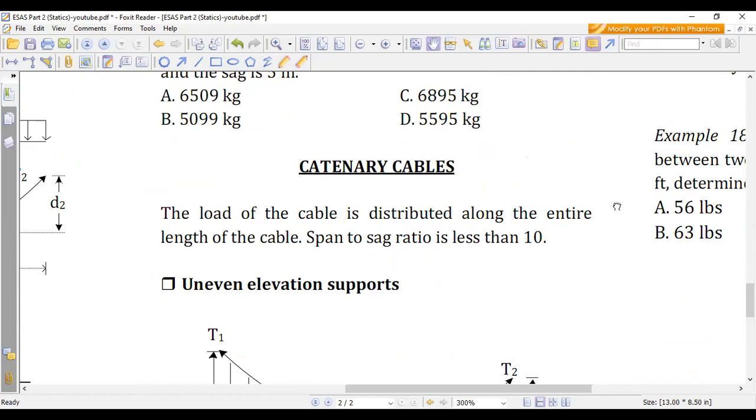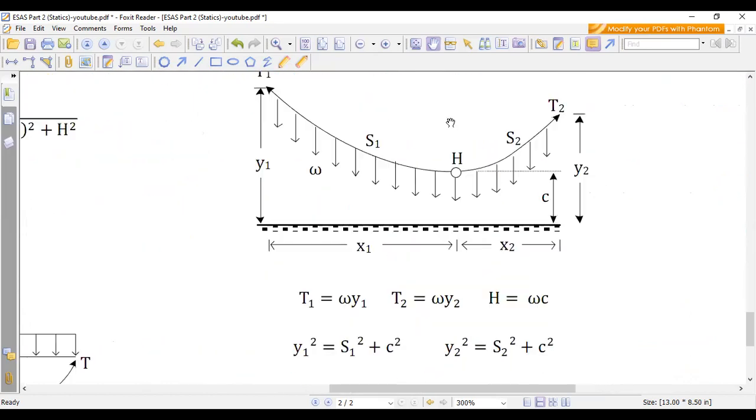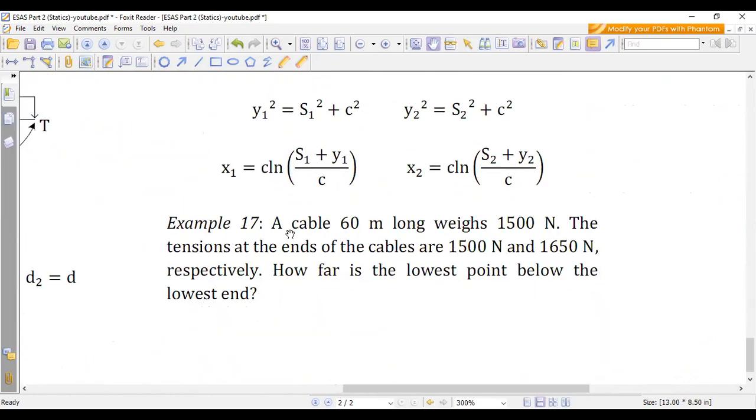So let's take a look at example number 17. A cable 60 meters long weighs 1,500 Newton. The tensions at the ends of the cable are given, so how far is the lowest point below the lowest end? In this case, we analyze this one using the catenary cable because the first hint is the absence of the words horizontally distributed load. And if we analyze further, the load of the cable is its own weight.